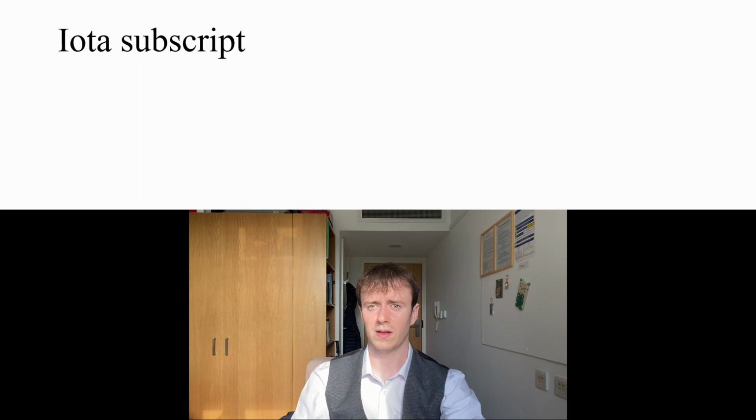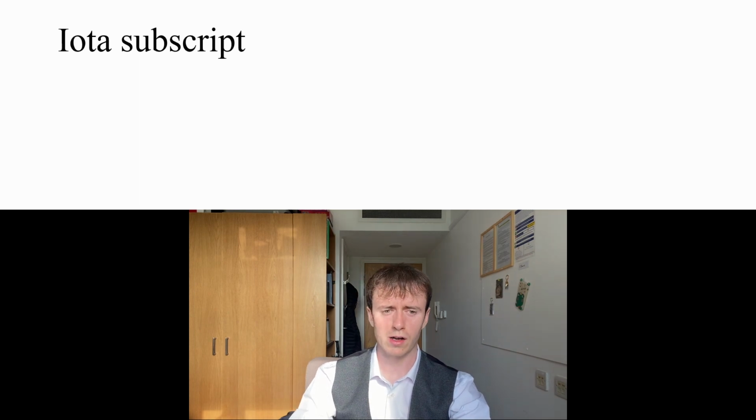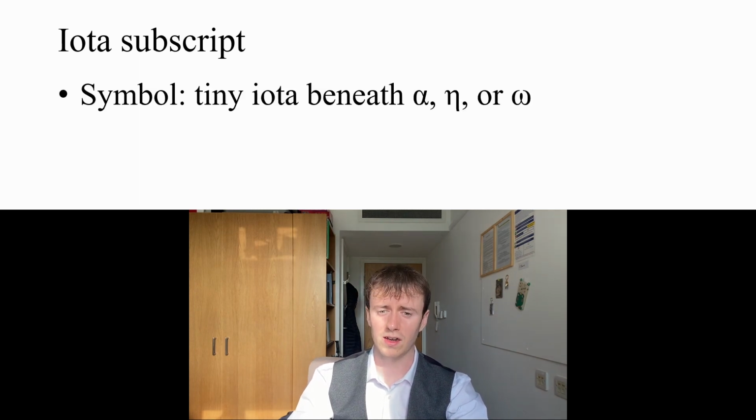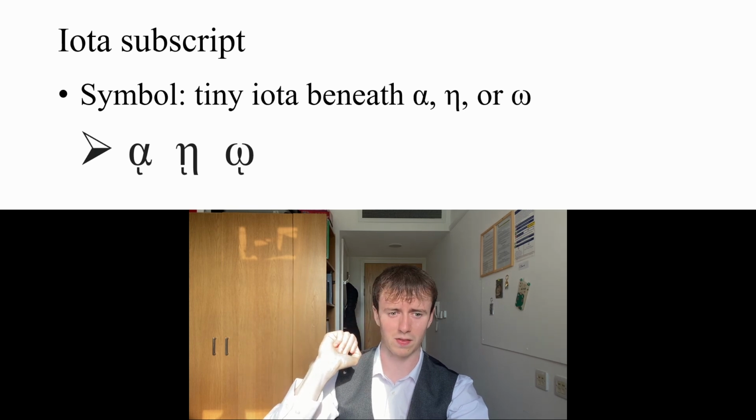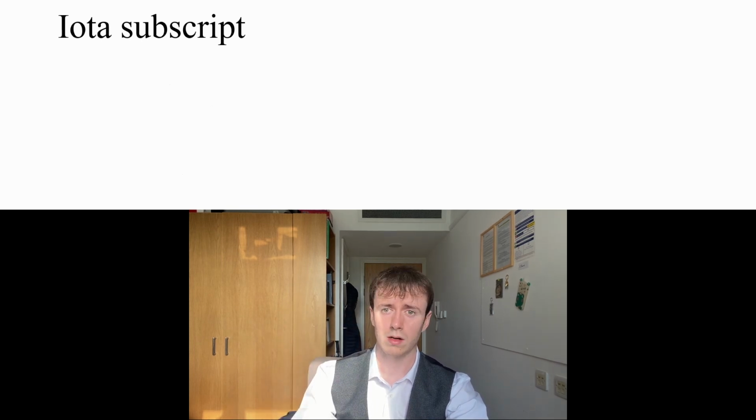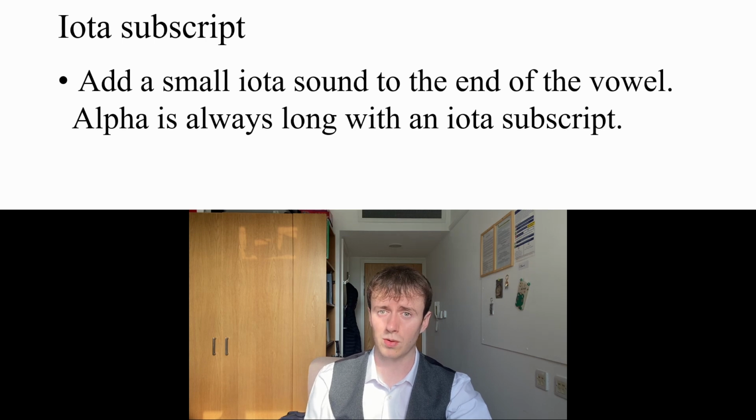Next, I want to talk to you about the iota subscript. The iota subscript looks like a tiny iota that you might see beneath an alpha, eta or omega, like you see on screen. You can see that small iota beneath the alpha, eta and omega. This symbol means that you should add a small iota sound to the end of the vowel. And also, you should know that alpha is always long with an iota subscript.